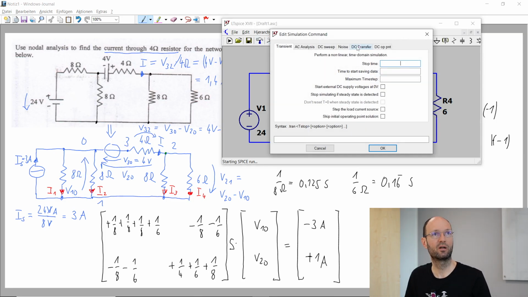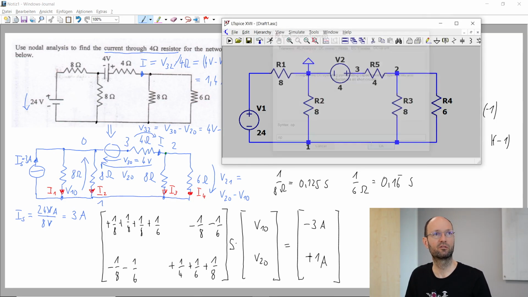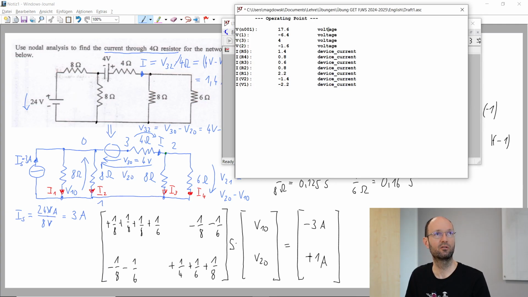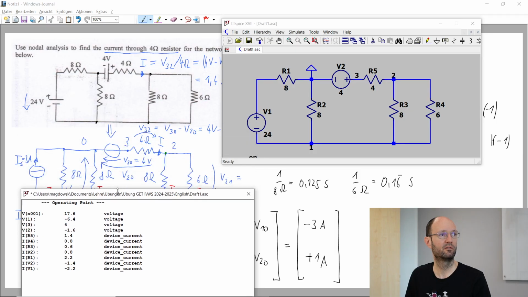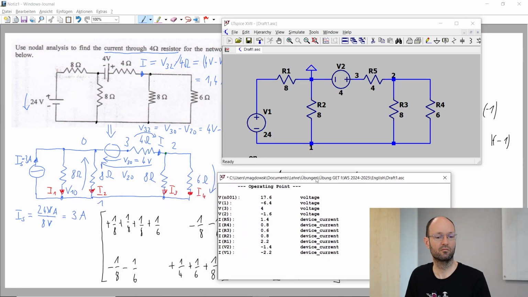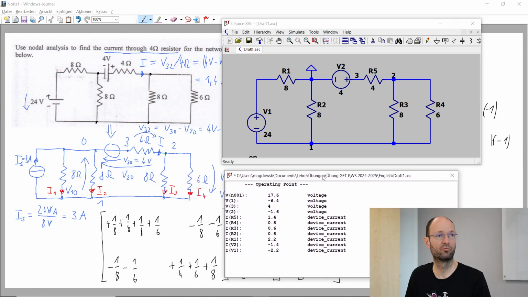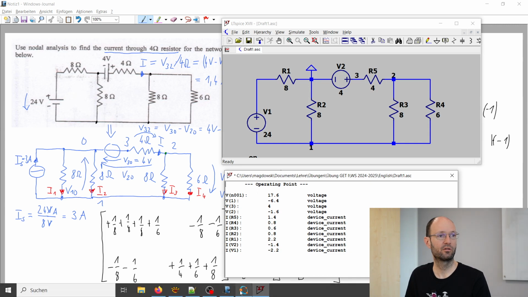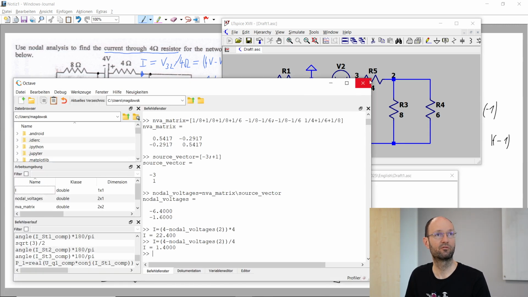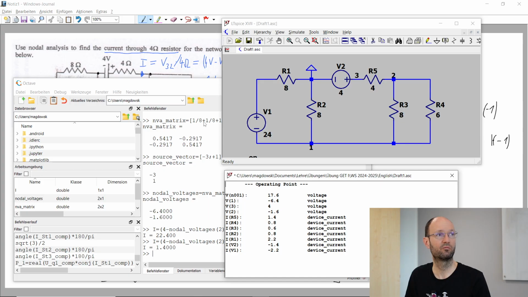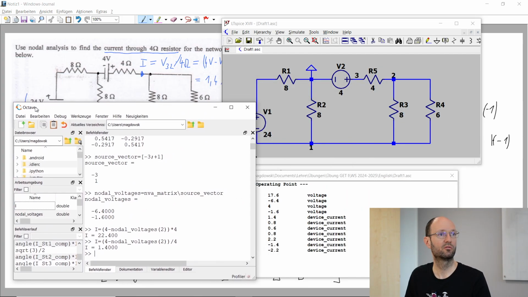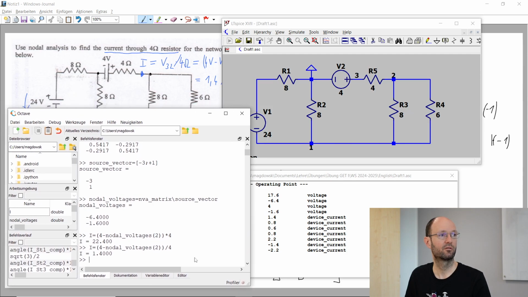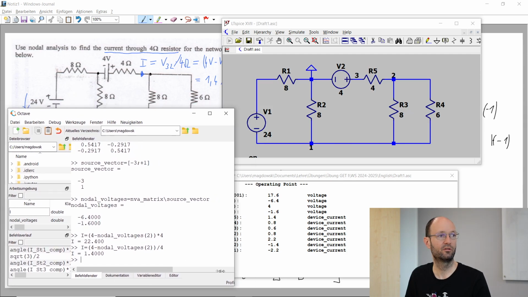So if I hit run and we want to just calculate some DC operating point, and it's calculating, and then we get some result here that I will make a bit smaller and try to also find the Octave window and make this also a bit smaller, so that we get everything on one screen.